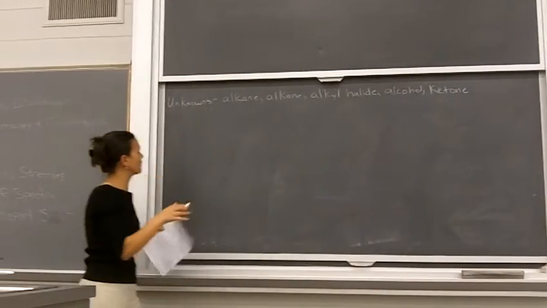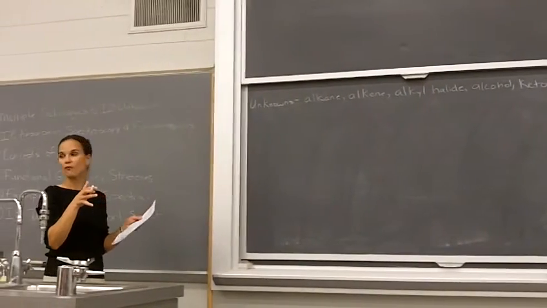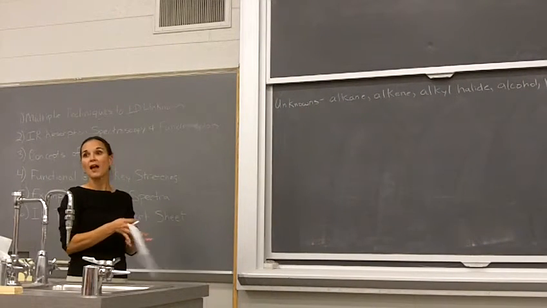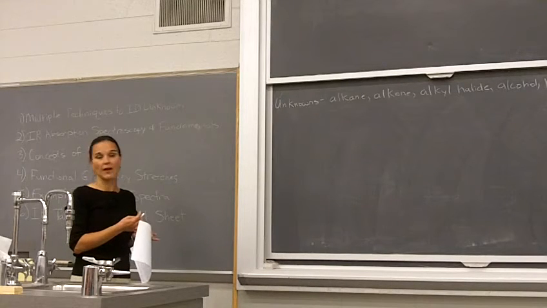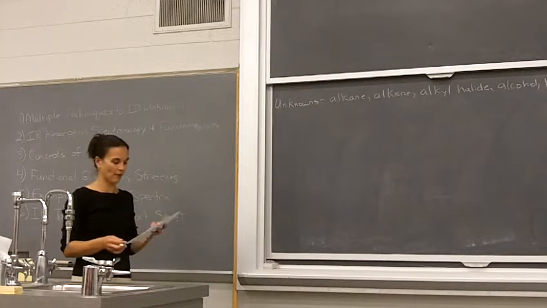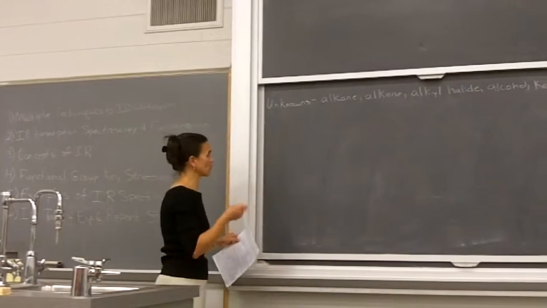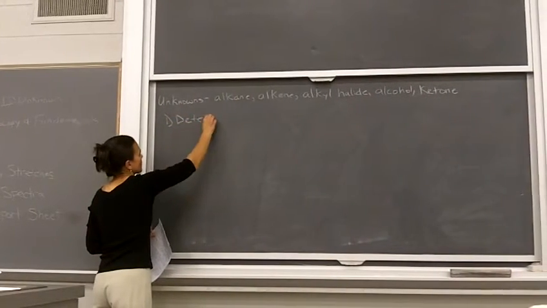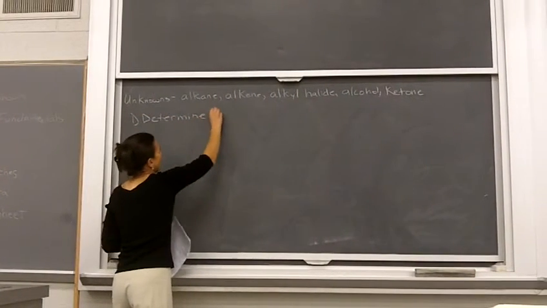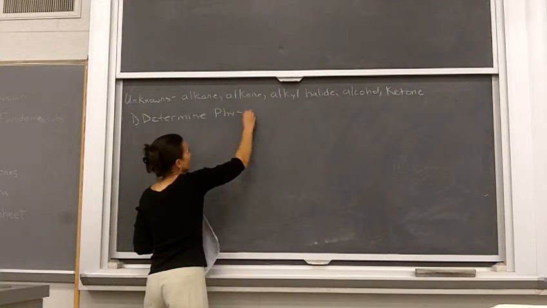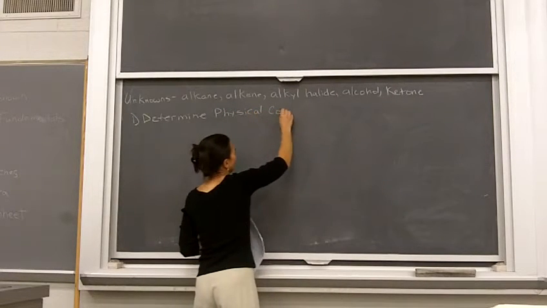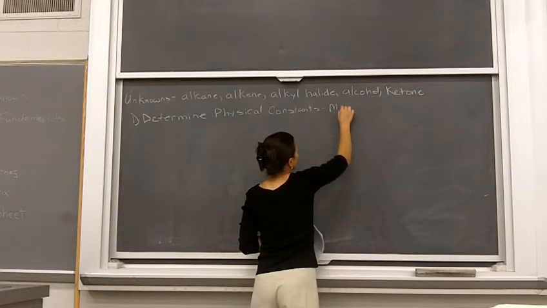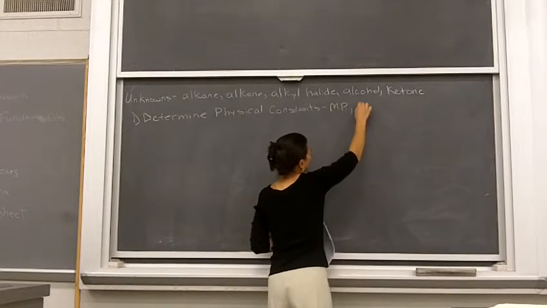So I'm going to go through the steps we're going to use for you to help figure out what your unknown is. So you're going to get to a point where you figure out what functional group you have, and then you need to get to the point where you actually identify what exact unknown you have, okay? So the first thing we need to do is determine the physical constants. And if you need a melting point, you already know how to do that.